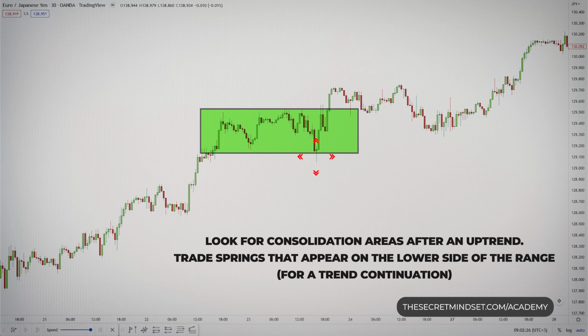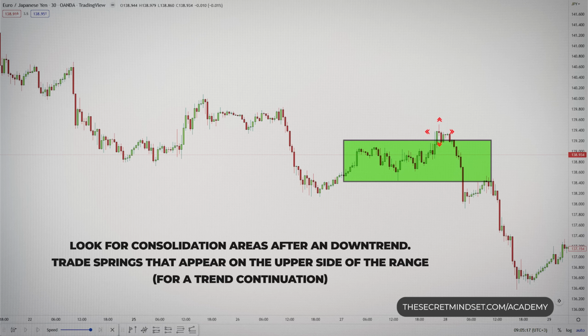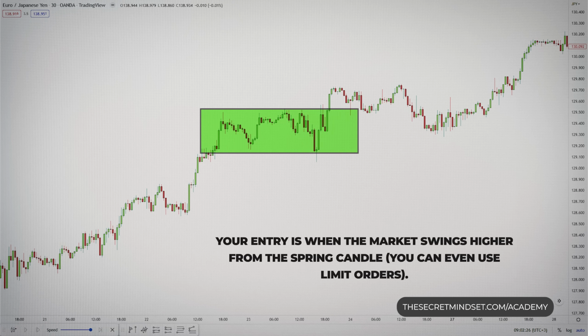In a consolidation area after an uptrend, the spring would appear on the lower side of the range. In a consolidation area after a downtrend, the spring would appear on the upper side of the range. In the case of a bullish spring, a false breakout on the lower side of a consolidation area, the entry is when the market swings higher from the spring candle. I like this approach because you can even place a buy stop above the spring area, and any swing higher will activate the entry.